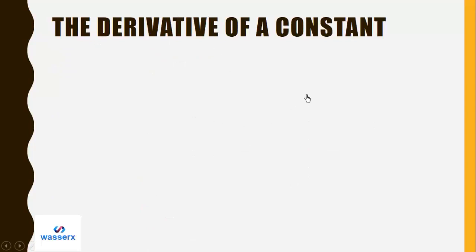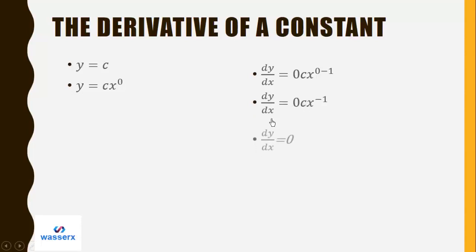The derivative of a constant. What do you think will be the derivative of y equals c? Now y equals c can be rewritten as c times x to the power 0, because x to the power 0 is 1 and it will give us back our c. Now we apply the same rule. So 0 will multiply the whole thing, then subtract 1 from 0. And this will give us 0 times c x to the power negative 1. Now 0 times anything is 0. So if you differentiate a constant, you get 0.